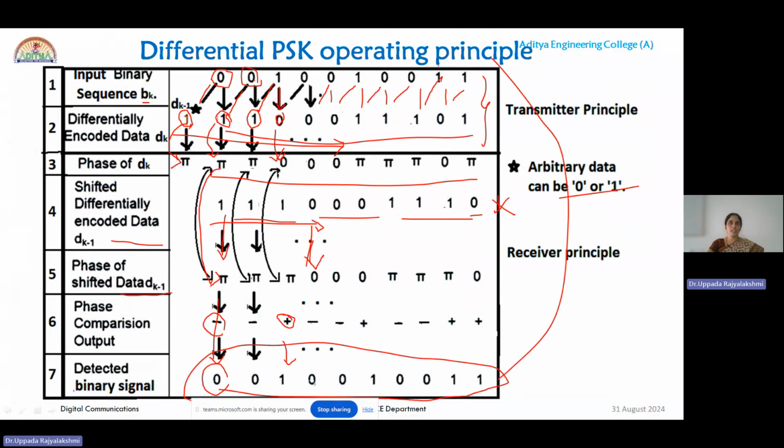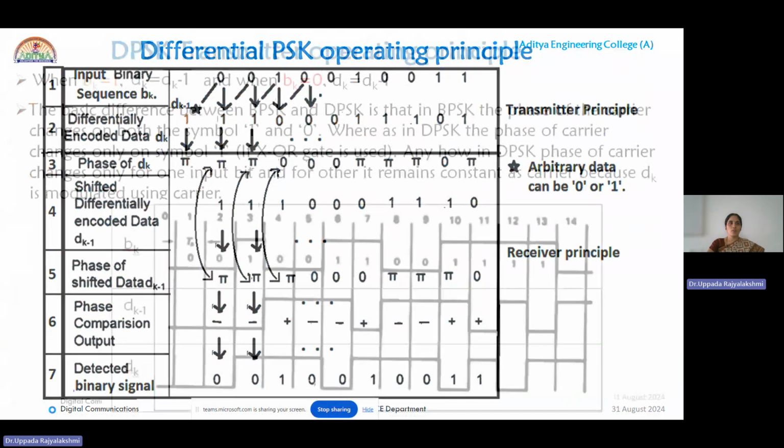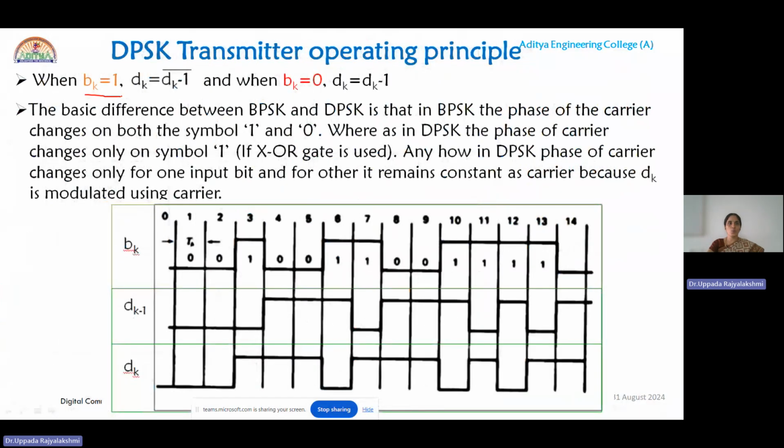So you can see that the demodulated output is the same as the transmitted data. The transmitted data is 001, 001, 0011. So at last we have demodulated the data, which is proportional to the original message. Our conclusion is that when bk is equal to 1, whenever the binary data bit is 1, then you can observe that dk is the complement of dk minus 1. This you can analyze here.